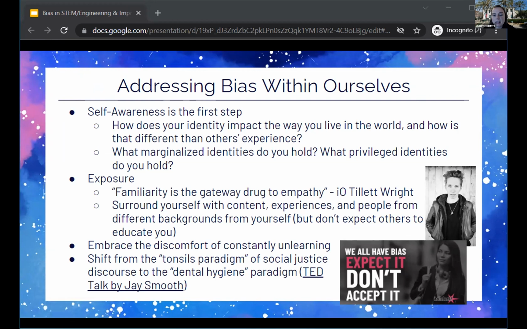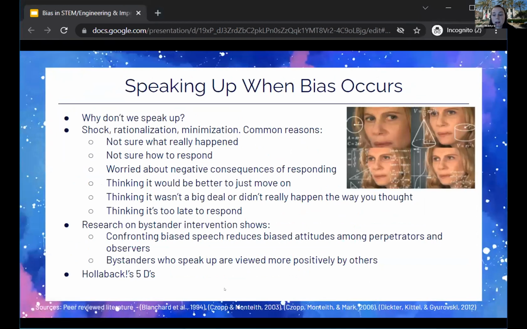And so this is from an organization I really like, Hollaback. They say we all have bias. Expect it, but don't accept it, right? We need to act on those to make sure we're creating a more inclusive space. So this one I'll kind of breeze through so we can move ahead. But speaking of when bias occurs, why don't we speak up, right?